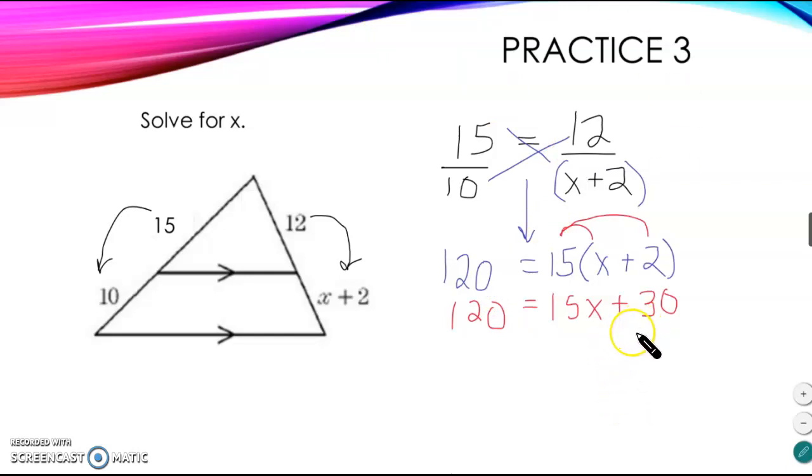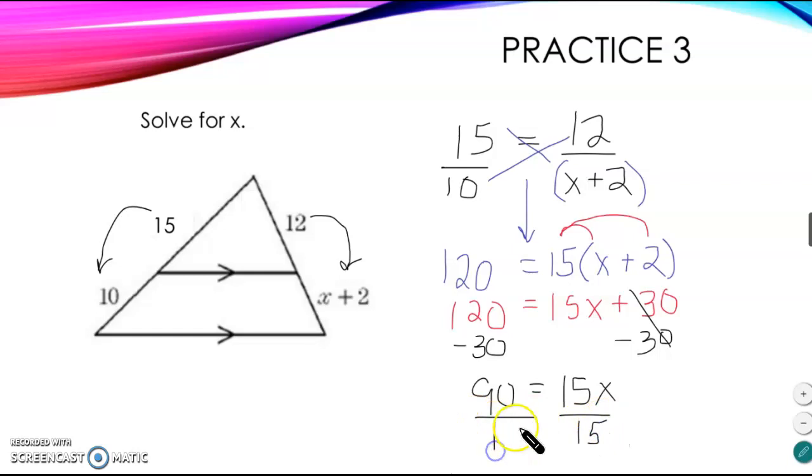And then now this is a little bit more complicated to solve, but still want to think back to your solving strategies. We want to get x alone on one side of the equal sign, and we want to get rid of these other values. And so I'm going to go ahead and get rid of this addition of 30. So I'm going to subtract it from both sides to cancel it. And we will get 90 equals 15x. And now we'll divide both sides by 15. And 90 divided by 15, I believe, is 6. And there we have that x is 6.